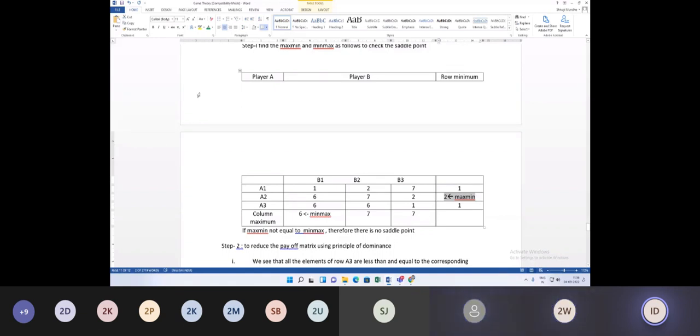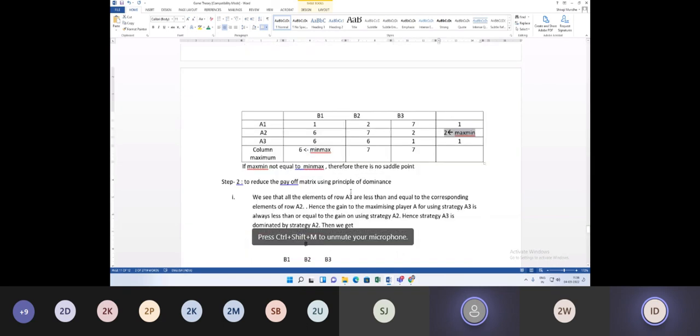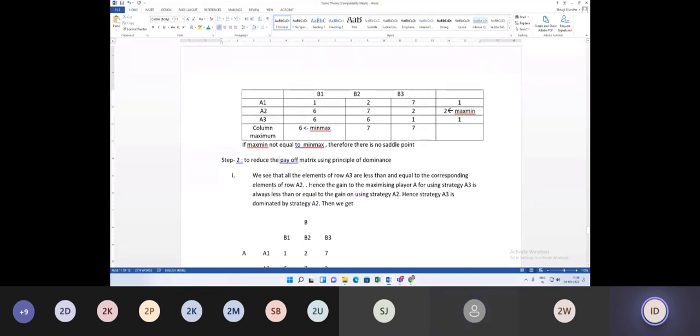It means it is not a pure strategy, it is a mixed strategy, and the dominance rule is applied in mixed strategy only. Right? Now step number 2, as I said, you have to reduce the payoff matrix using principles of dominance. Now we see that all the elements of row A3 are less than or equal to the corresponding elements of row A2.